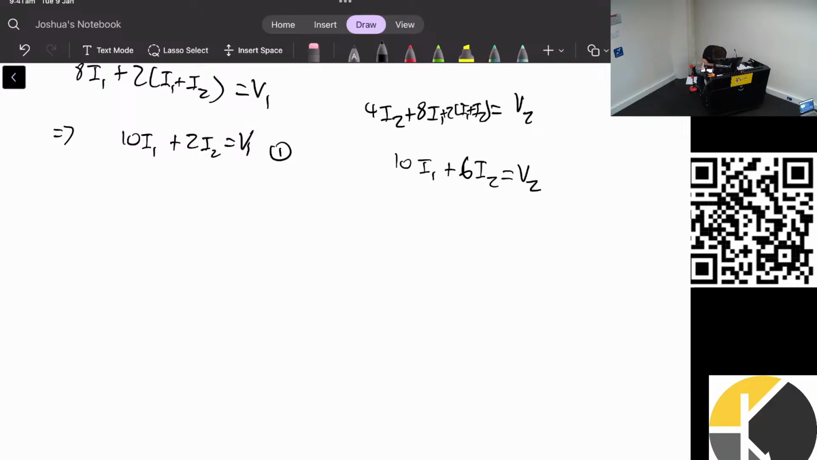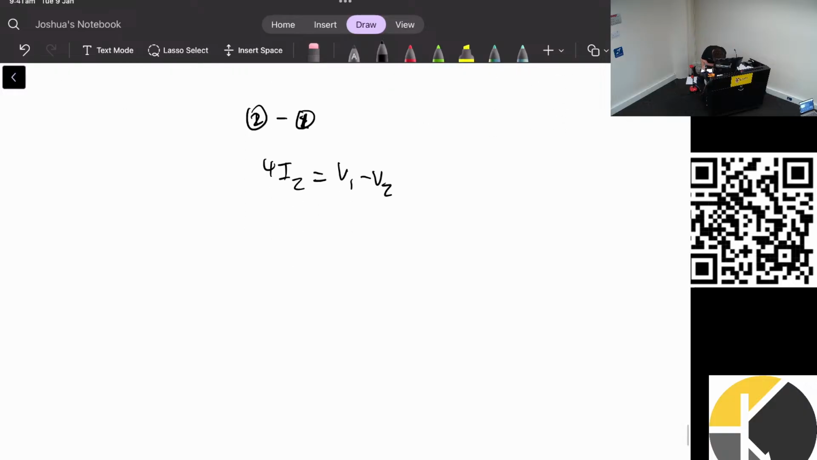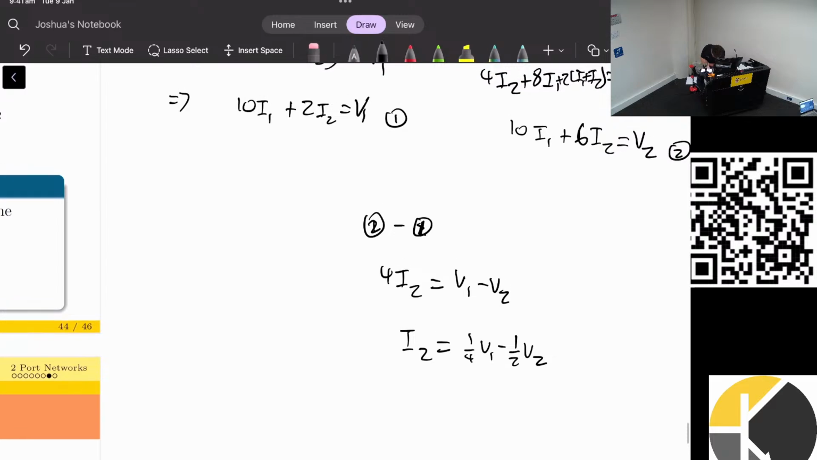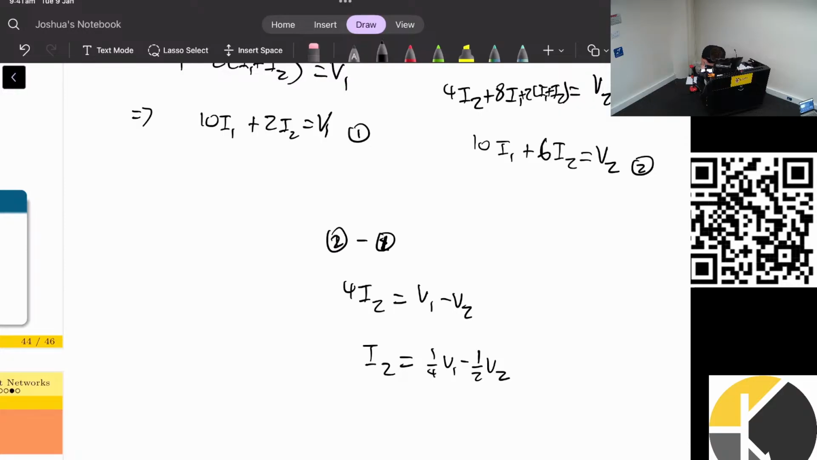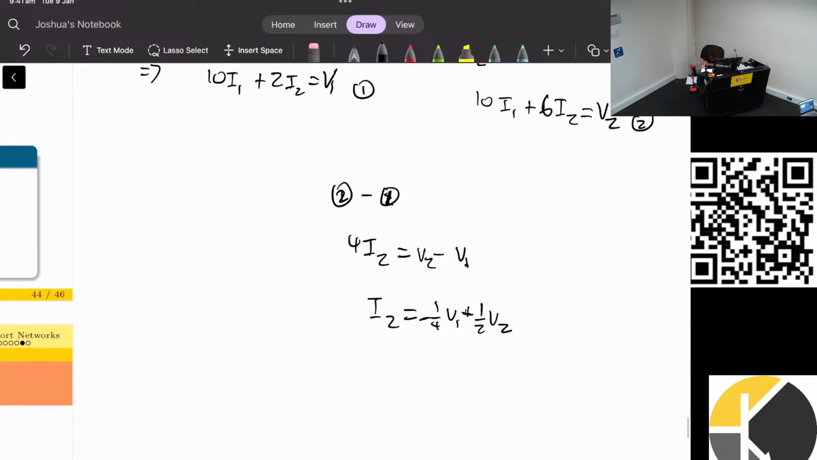I'm going to call this equation 1, equation 2. I'm going to do 2 minus 1, it's going to be nicer. 2 minus 1, and we're going to get 4i2 equals v1 minus v2, so i2 equals a quarter v1 minus a quarter v2. Now, the other one we're going to do is v2 minus v1, and that means this will turn into a plus, this will turn into a minus. Let me clean that up.